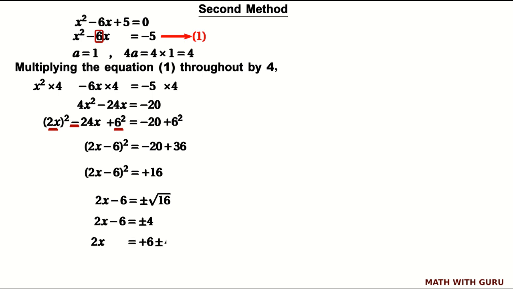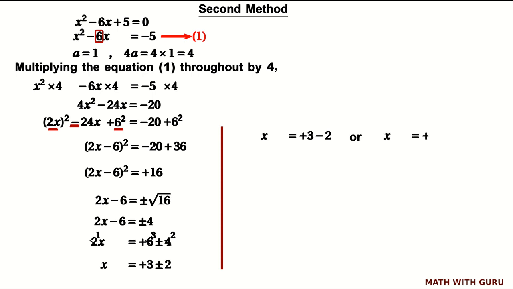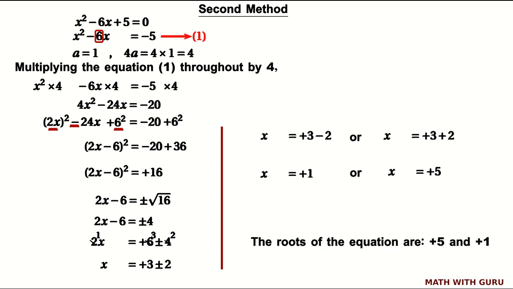2x equals plus 6 plus or minus 4. 2 is a common factor. 2 threes are 6, 2 twos are 4. x equals plus 3 plus or minus 2. Let us write the two values of x. x equals plus 3 minus 2 or x equals plus 3 plus 2. x equals plus 1 or x equals plus 5. The roots of the equation are plus 5 and plus 1.